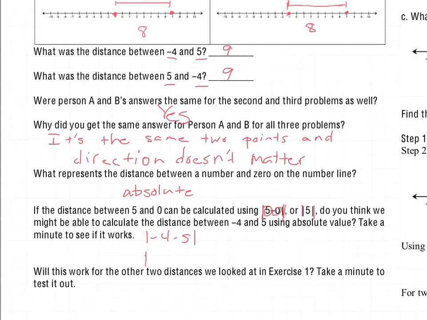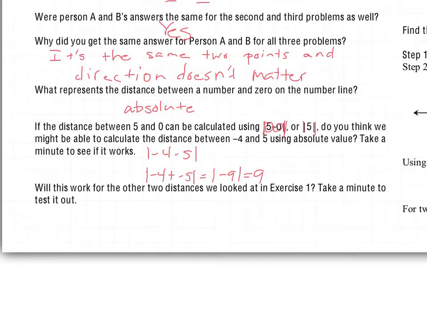So I'm going to rewrite this as an addition. Add the opposite. It's going to tell me I'm looking for the absolute value of -9, which is 9. So this does look like it's going to work to help us find the distance. When we find the distance, remember those absolute value symbols, really all they're telling us is that once you get to this point, order does not matter. Once you get to this point, direction does not matter.